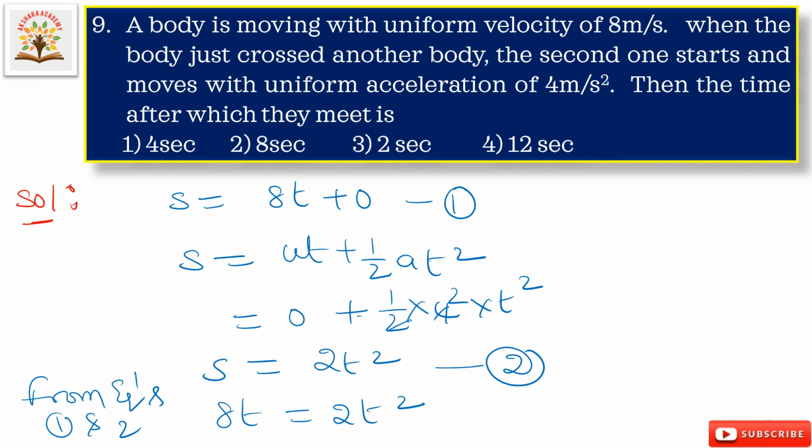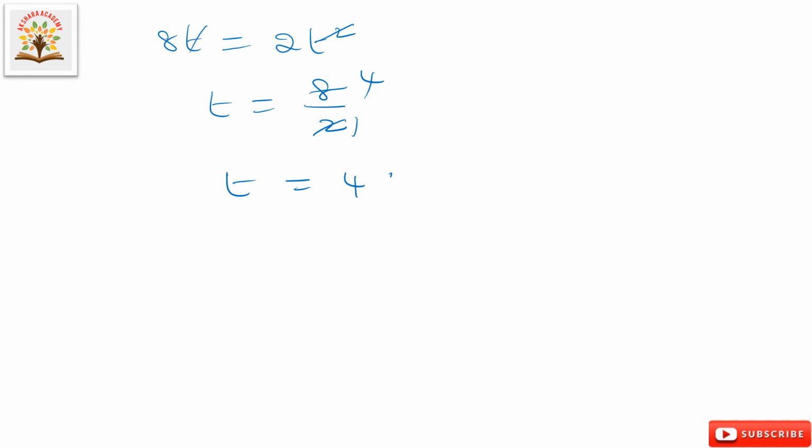Okay. Now from this, 8t is equal to 2t square. t gets cancelled. So t is equal to 8 by 2. 2 ones 2, 2 fours. So t is equal to 4 seconds. The time after which they meet is 4 seconds. Okay. Next we will go to the next question.